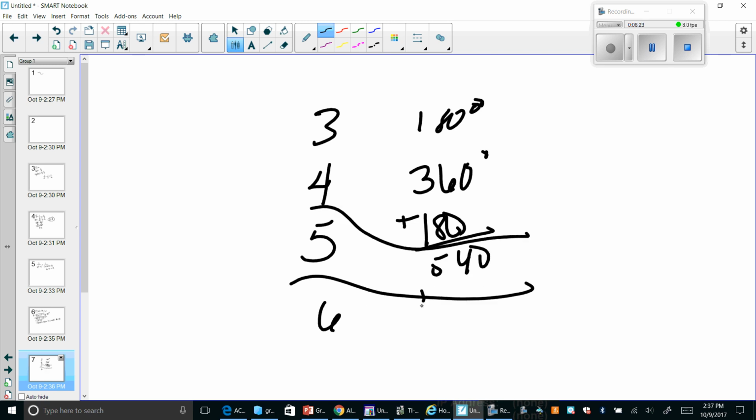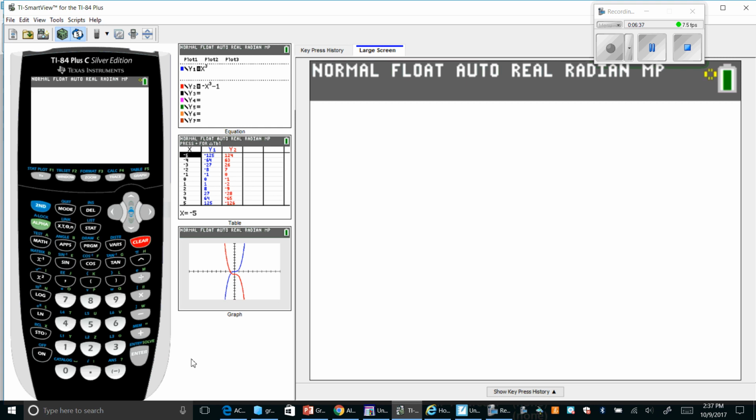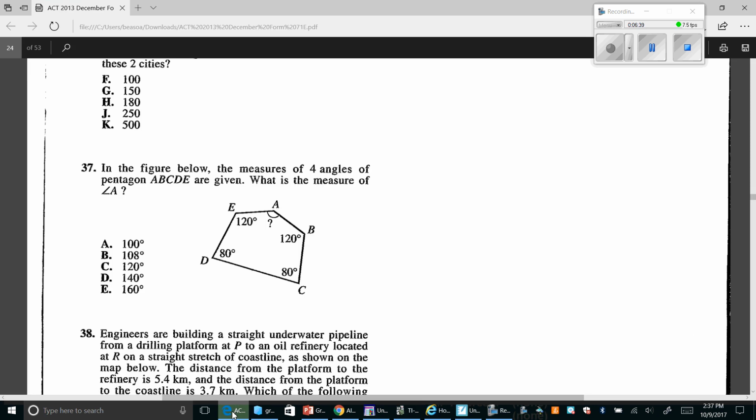6 sides, you go up by another 180 and you get 720. And keep on going up 180 every single time. So a pentagon needs to add up to 540. I'm going to add up these angles: 120 and 80, that's 200. 120 and 80, that's 200. So that's 400 already. If I have to add up to 540, it looks like the one I'm missing is D, 140.